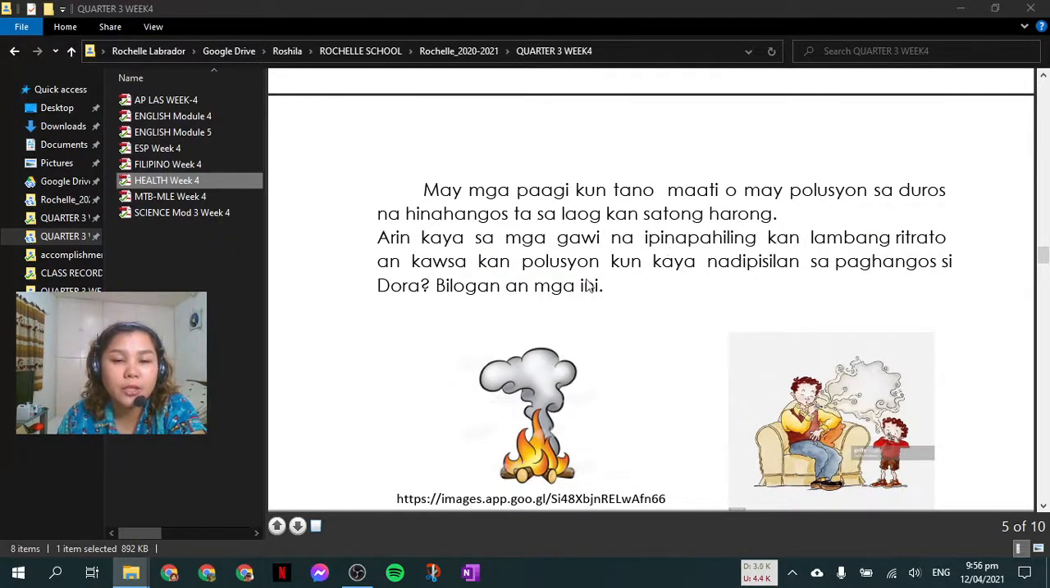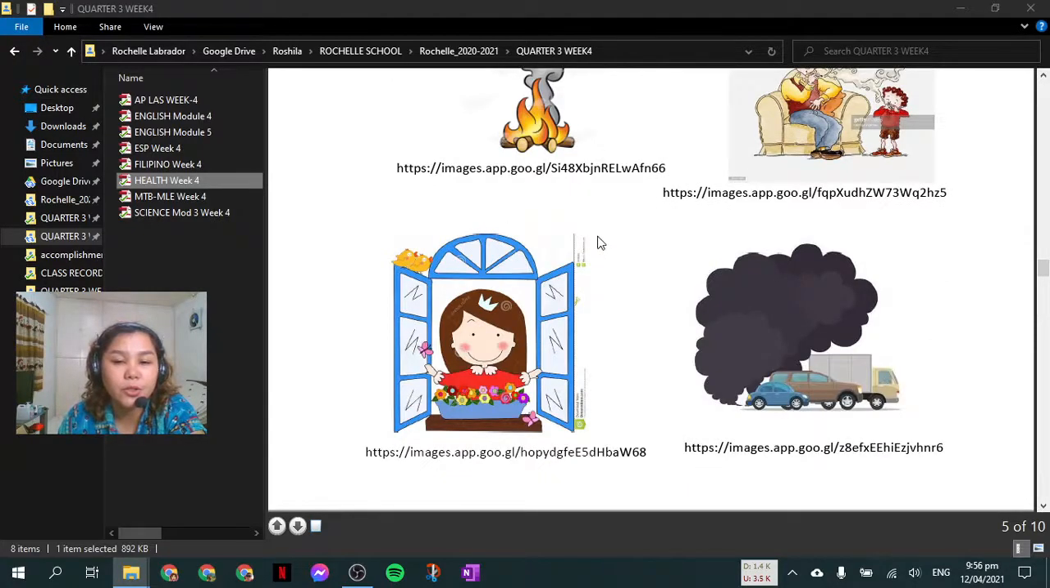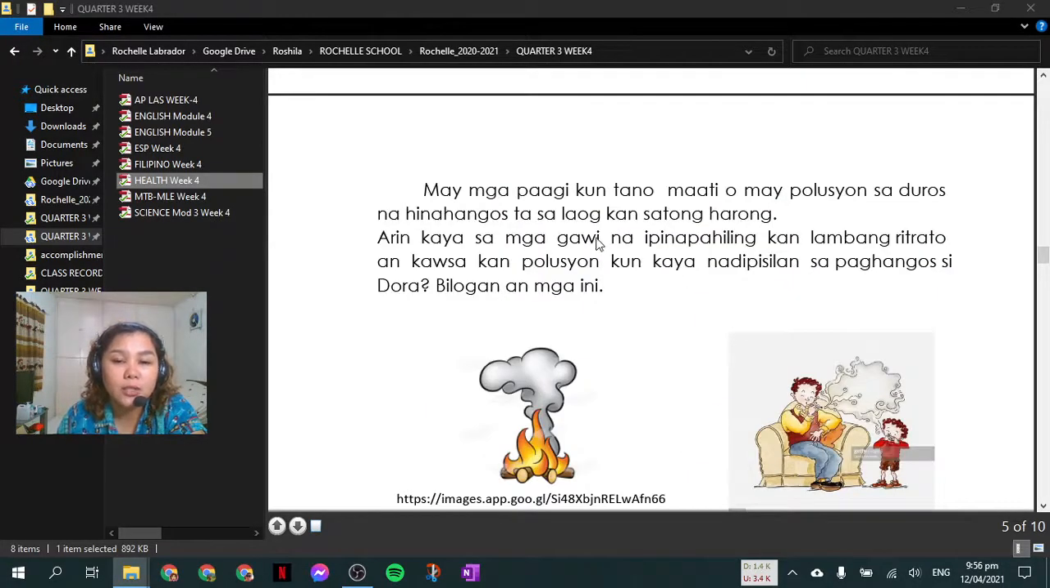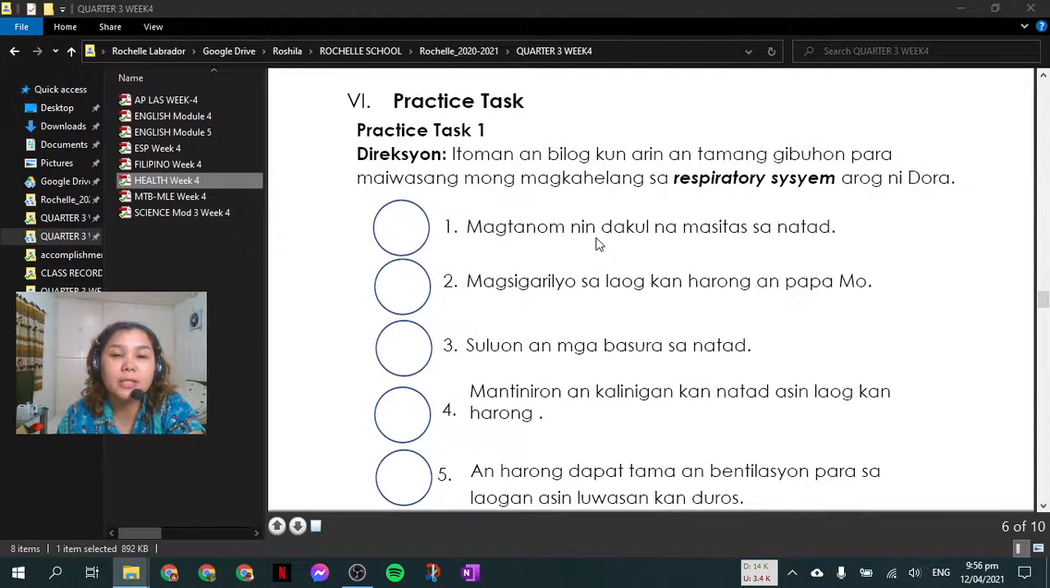There is a little explanation. Which of the habits shown in the picture causes pollution? What causes pollution? You need to encircle them. Next, practice task 1. Here you will shade the circle. You can use crayons so the pencil won't wear out quickly. Shade the circle of the right thing to do to avoid respiratory problems like Dora. Which of these is the right thing to do? Shade it. If it is a wrong thing to do, then leave it blank.